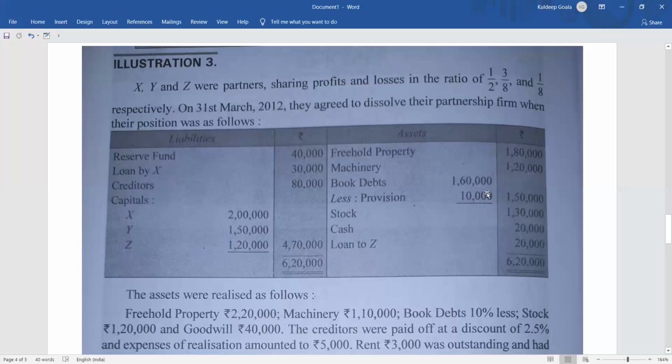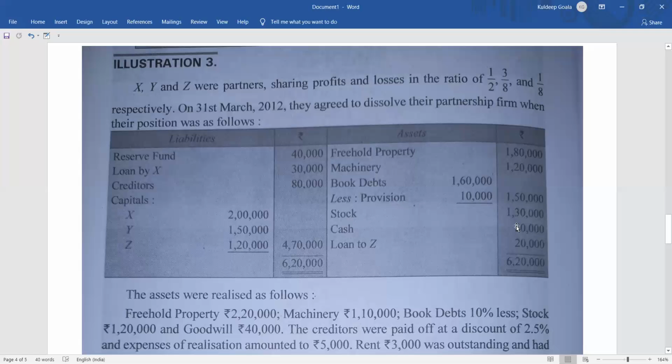So while transferring, as I have already told you, the book debt will be going at 1,60,000, and the provision of 10,000 will go separately along with the liabilities. It is not a liability; it's a part of the profit that has been deducted in anticipation of the loss. So don't go for paying the provision. Provision for doubtful debt will not be paid.